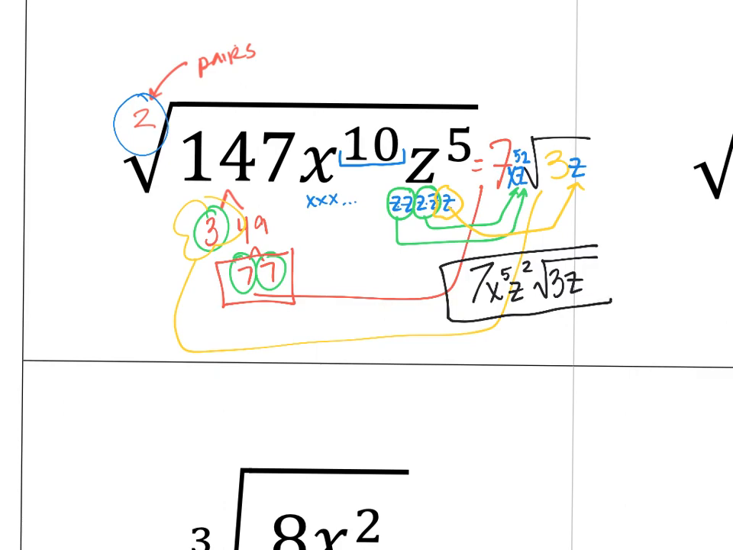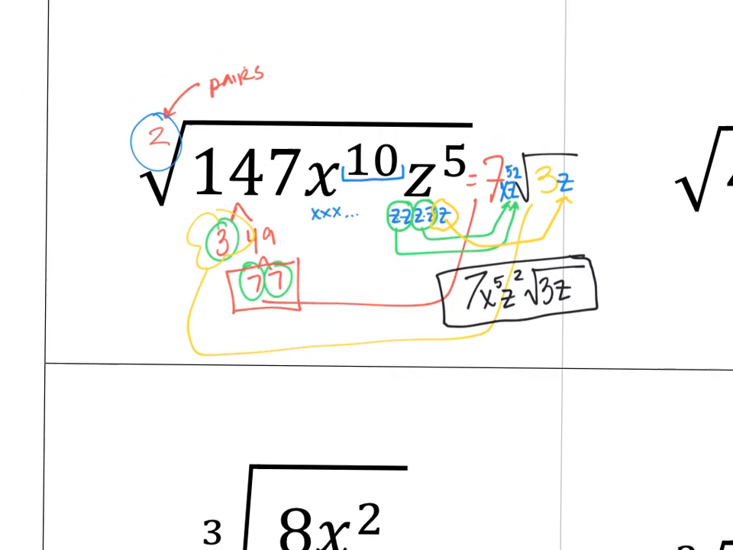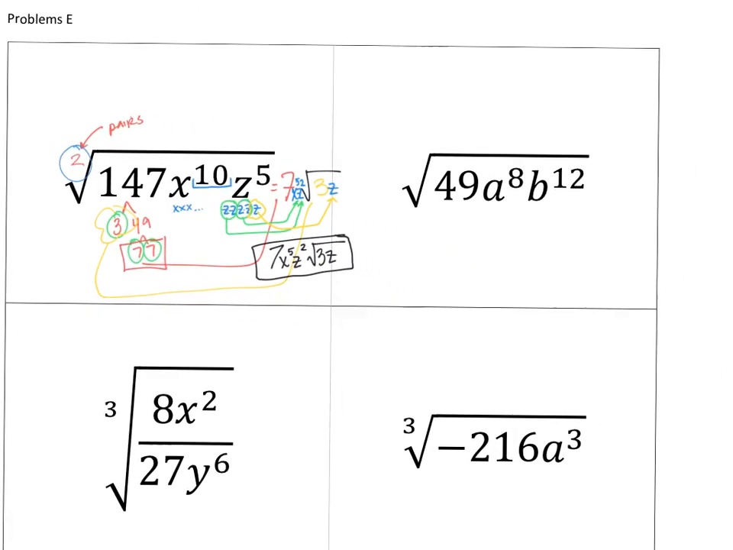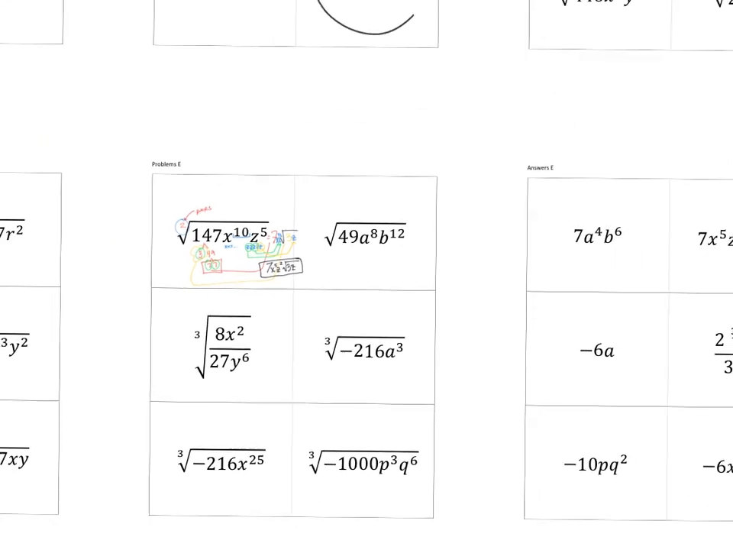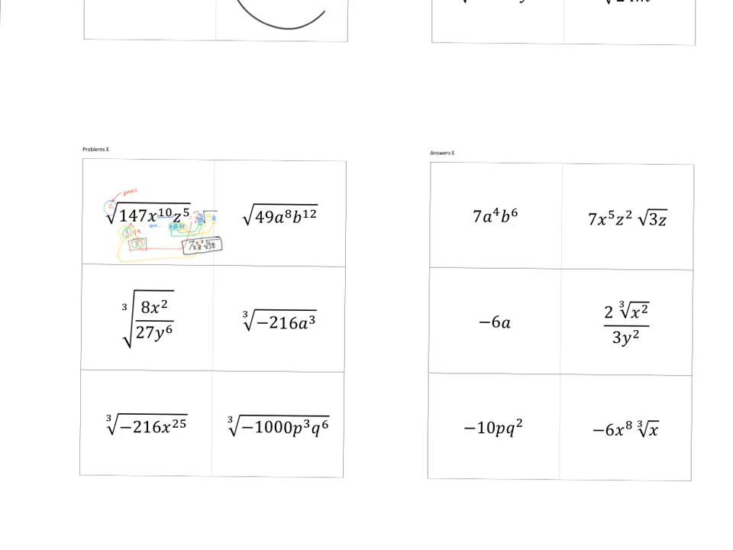And I didn't write an index on there because it is just 2, but if you write a little 2, that's okay. Just be careful with your exponents. So I'm going to zoom out so we can see the answer on here, which is 7x to the 5th z squared square root of 3z. Again, we have the answers on the page following, but it's as if it was printed double-sided, so it's kind of flip-flopped. So if this is the question, then the answer is over there. If this is a question, then we have our answer going on there.